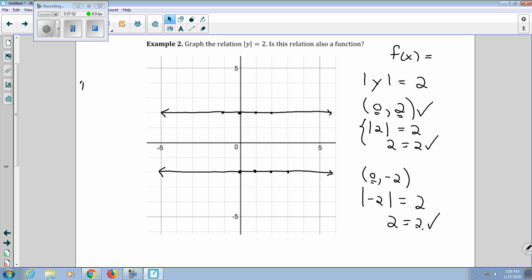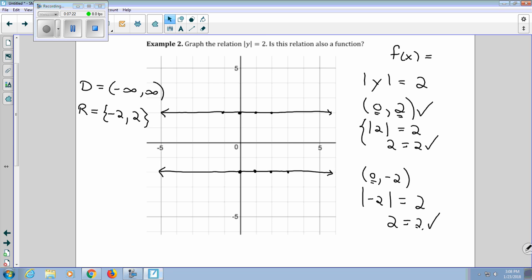The domain, just by looking at this graph, is all real numbers. We can put anything we want in place of x and it always works. But the range, you only get two values back. You're only allowed to use -2 or +2 and nothing else.